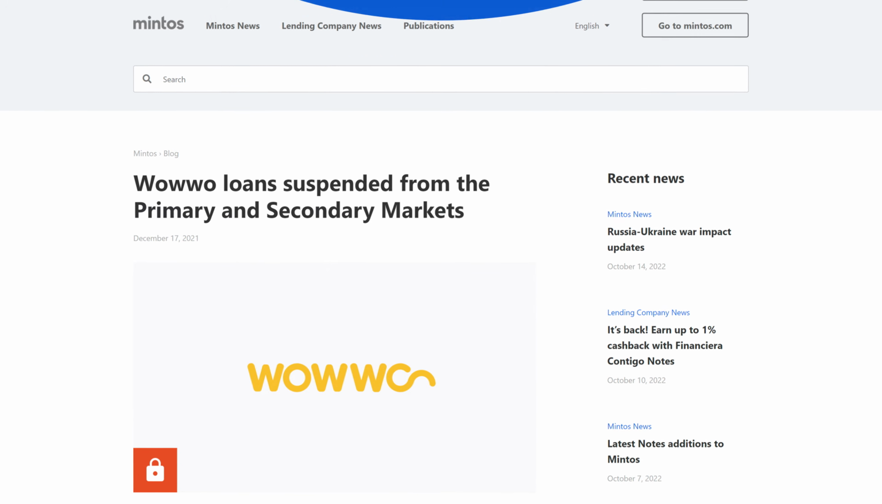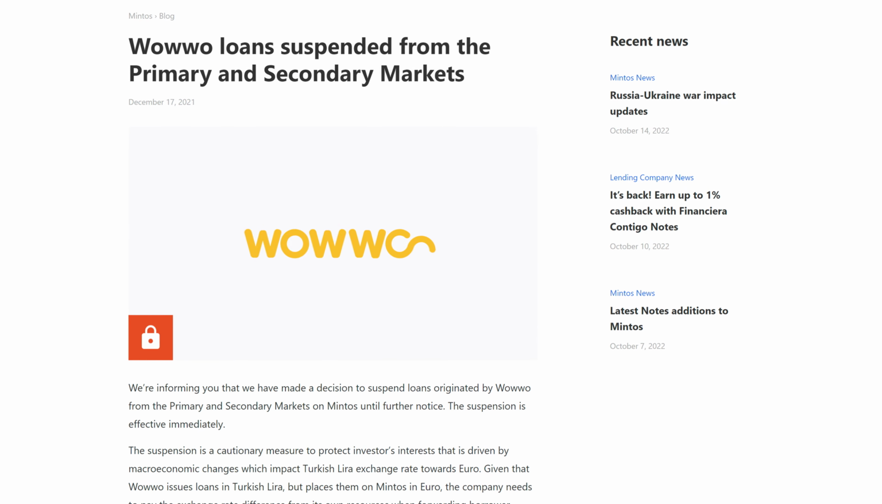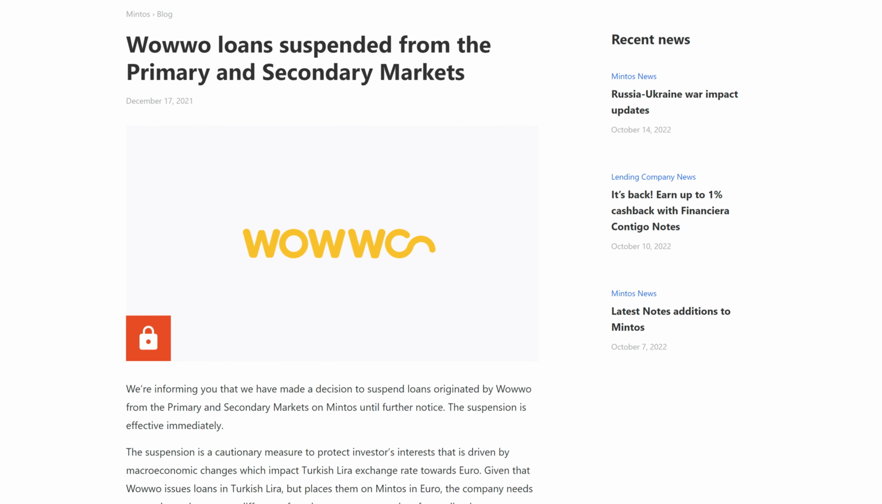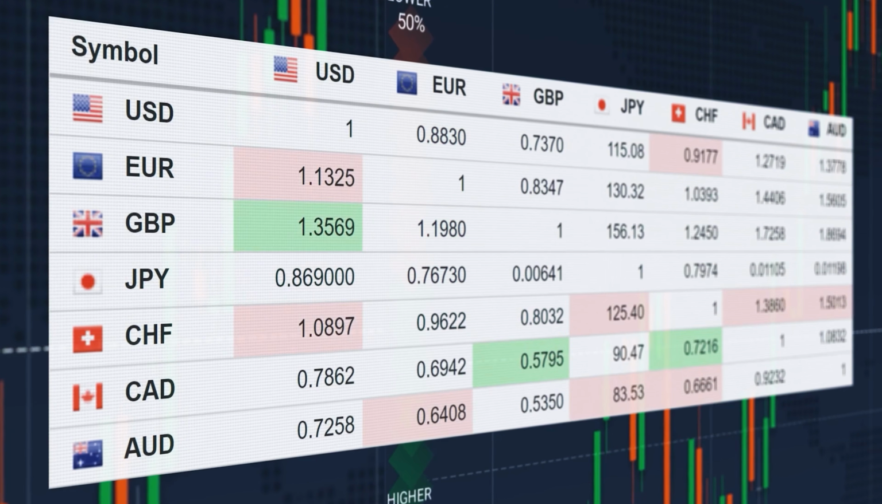If the euro is losing its value against a foreign currency, it's good for the lender, and if the foreign currency is losing value against the euro, it's bad for the lender. This is something that investors who invested in VOVO loans on Mintos already have a good experience with, as the lender got suspended on Mintos and the investors' funds got locked. If you are investing in loans issued in other currencies, you should monitor the volatility of the currency pairs.